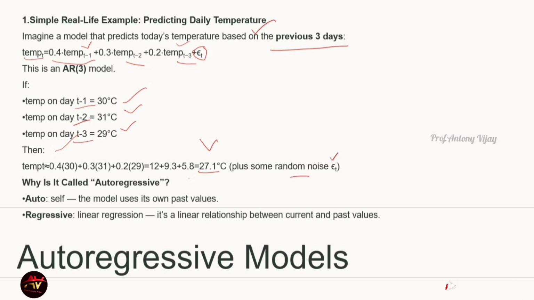Epsilon t. So why is it called autoregressive? Auto means self.